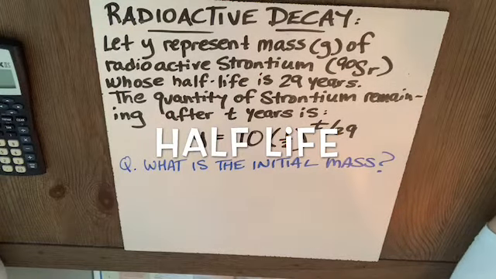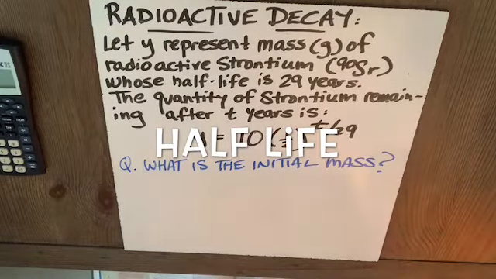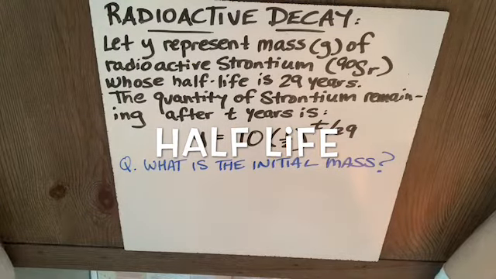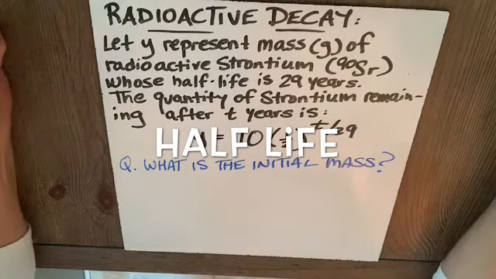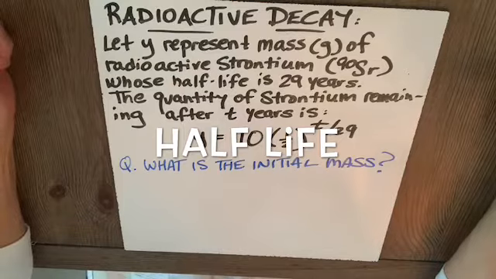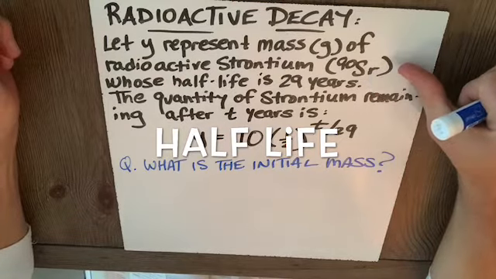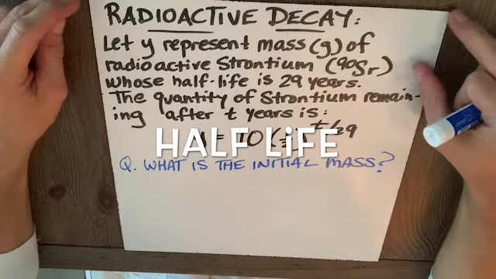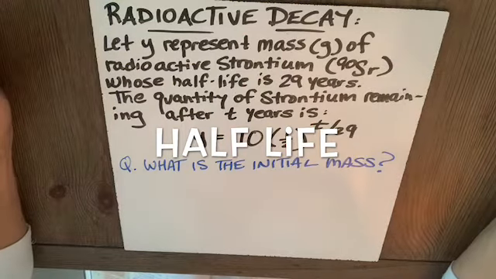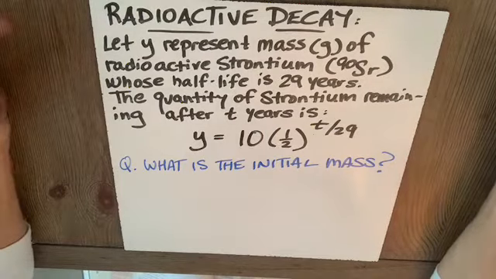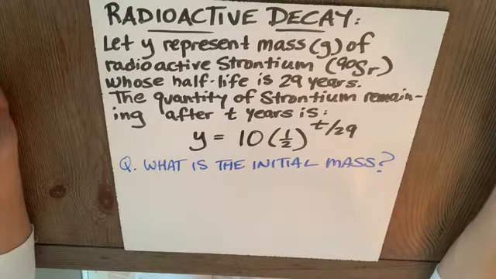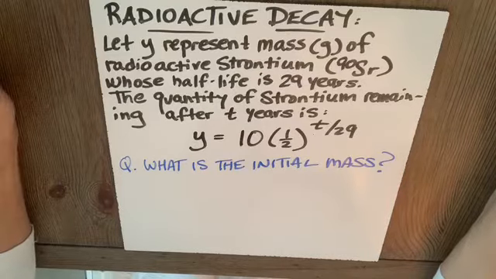Another example with exponents is exponential decay. Let Y represent the mass in grams of radioactive strontium, which is 90 SR, whose half-life is 29 years. Now, half-life is this. You've got a radioactive substance that's giving out radiation that's causing people health problems, and a half-life of 29 years means whatever quantity of strontium you have, you'll have half of that remaining in 29 years.